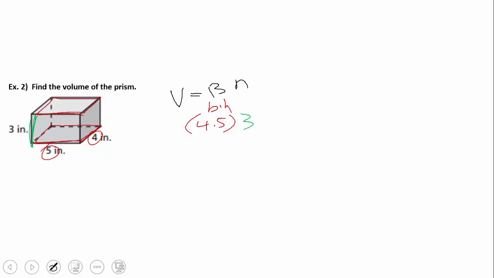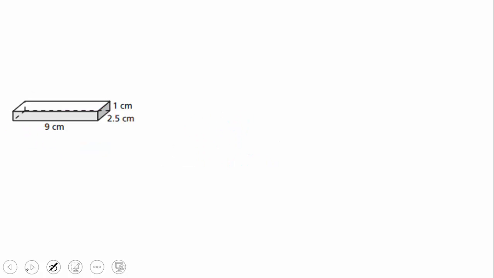4 times 5 is 20. 20 times 3 is 60. Our units are inches. We're finding volume. They're cubed. I'll tell you, volume is an easy, straightforward idea.